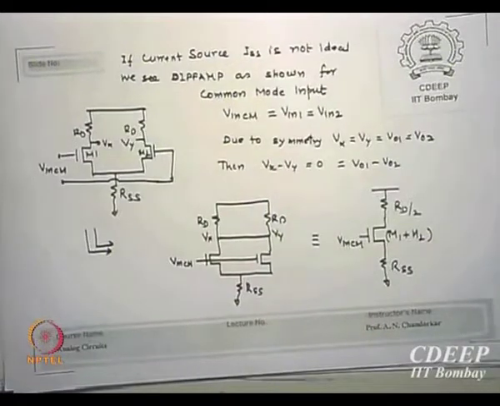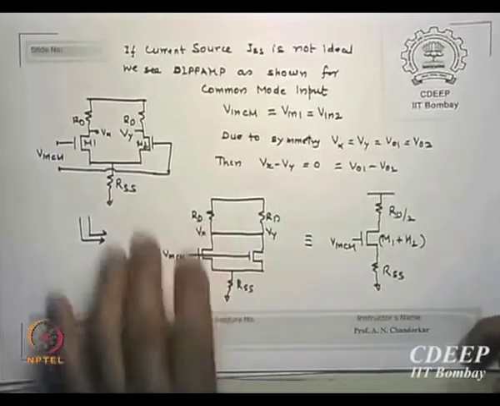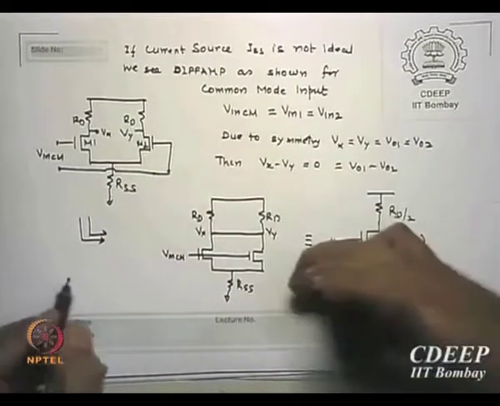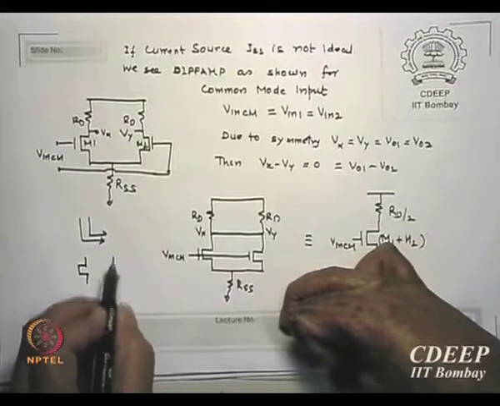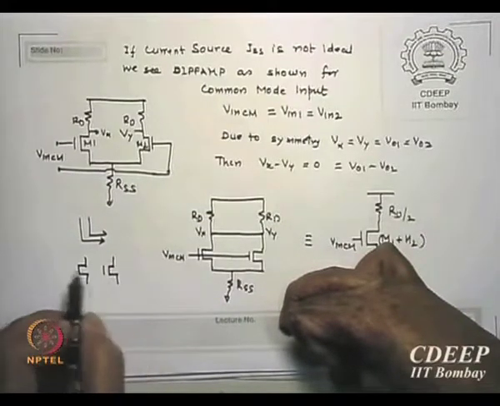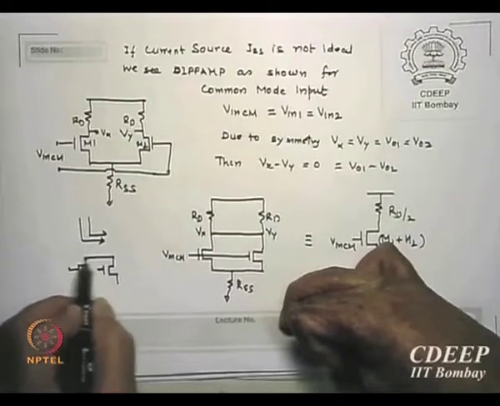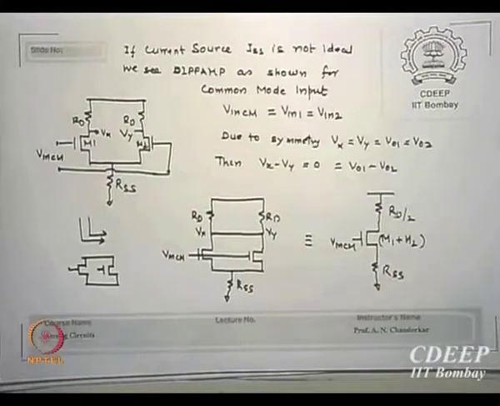Now if you look at this circuit carefully, how do these two transistors look to you? Please look at the circuit. One transistor is this, the other transistor is this, both are getting the same input, drains are connected, sources are connected.